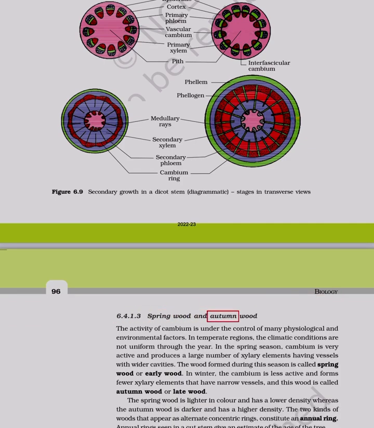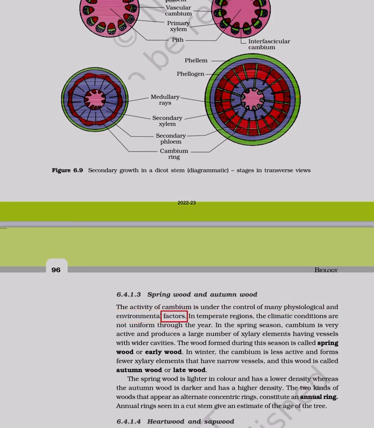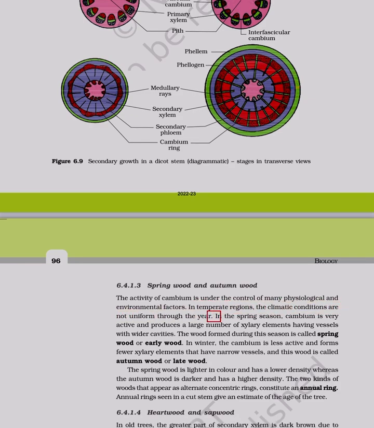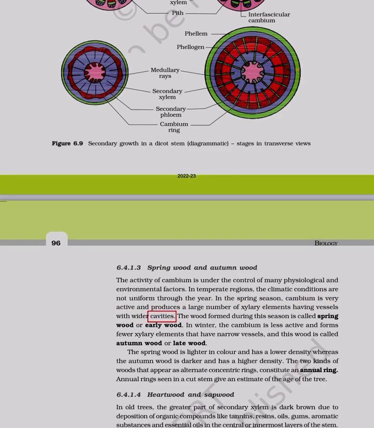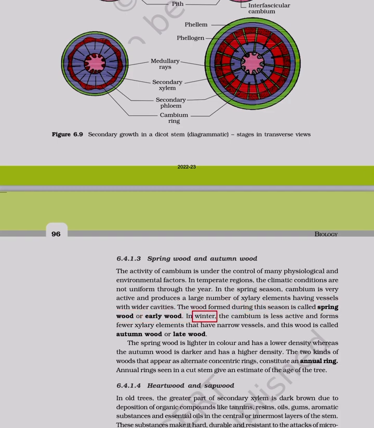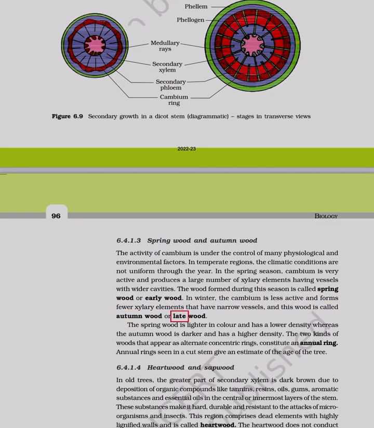Springwood and autumnwood. The activity of cambium is under the control of many physiological and environmental factors. In temperate regions, the climatic conditions are not uniform through the year. In the spring season, cambium is very active and produces a large number of xylary elements having vessels with wider cavities. The wood formed during this season is called springwood or early wood. In winter, the cambium is less active and forms fewer xylary elements that have narrow vessels, and this wood is called autumnwood or late wood.